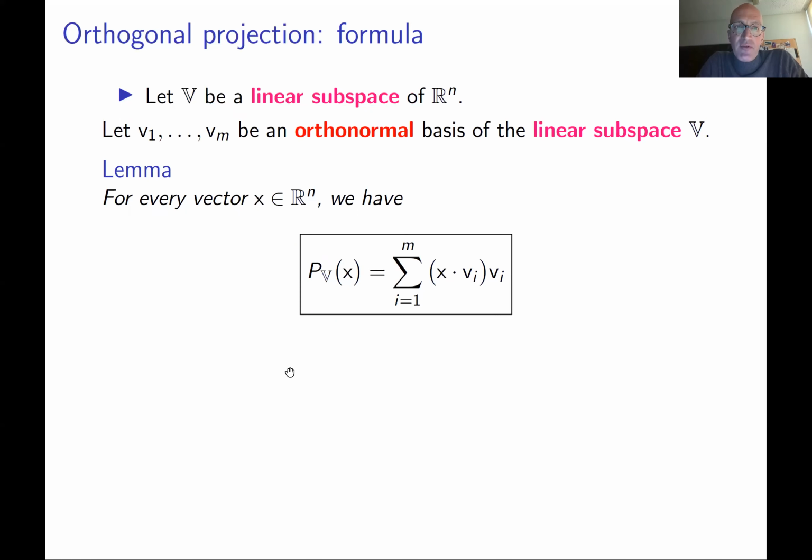Okay, and then we have a nice formula for the orthogonal projection onto V. For every vector x in R^n, PV of x is just given by this sum. This is the sum of vectors Vi, the vectors of our orthonormal basis of the linear subspace V, multiplied by the dot products of x and Vi. We implicitly already proved that this is the formula for orthogonal projection. We proved this implicitly in lecture 2.